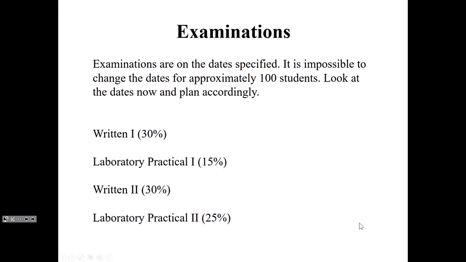Okay, examinations, all right? There's 4 exams. Exams are on the dates specified, okay, which is here listed. So mid-October and like the second week, I think, of December. The dates are posted there. We can't change the dates, okay? There's 110 of you this year. If I change the date for one person, by the time we've gone through 110, we'll have had to have taken the exam yesterday, right? So we can't change the dates.